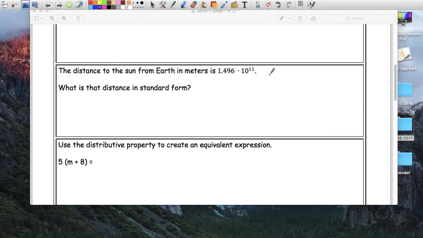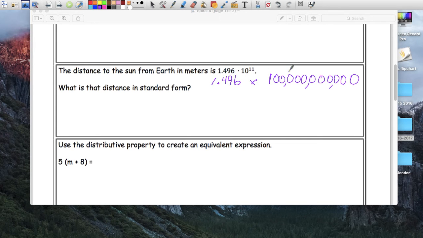Well, 10 to the 11th is a 1 with 11 zeros. 1, 2, 3, 4, 5, 6, 7, 8, 9, 10, 11. So here, 1, 2, 3, comma, 1, 2, 3, comma. So that's million, billion. Now you have to take that and multiply it by 1.496.